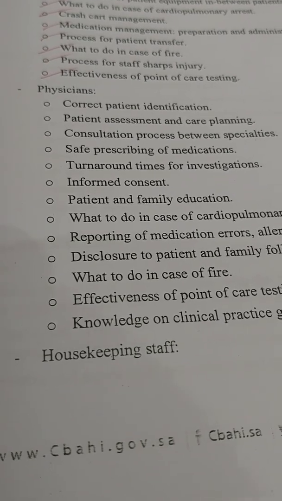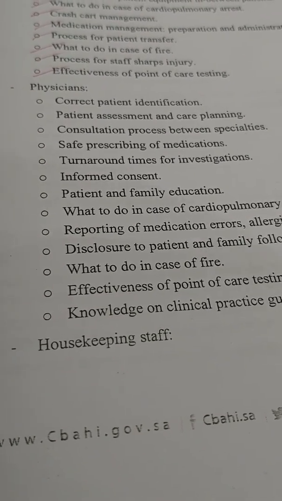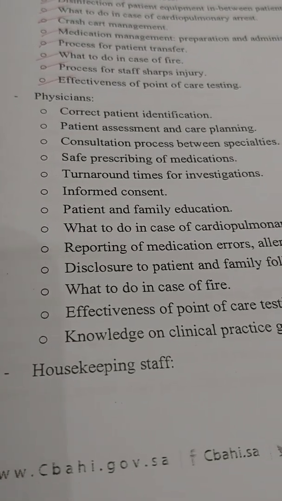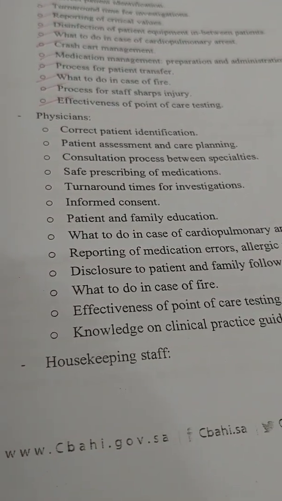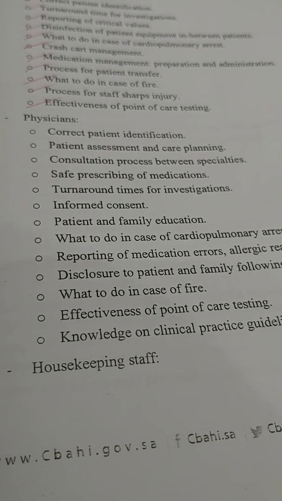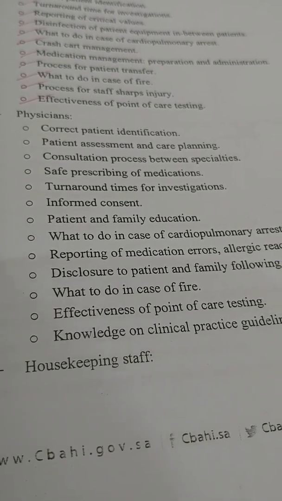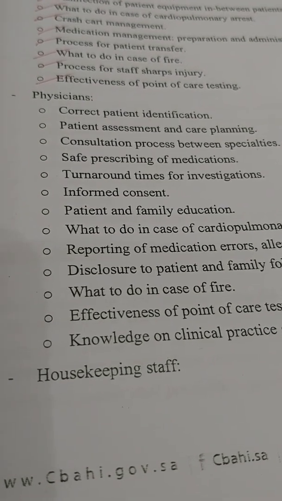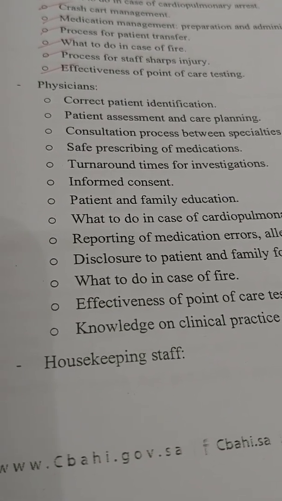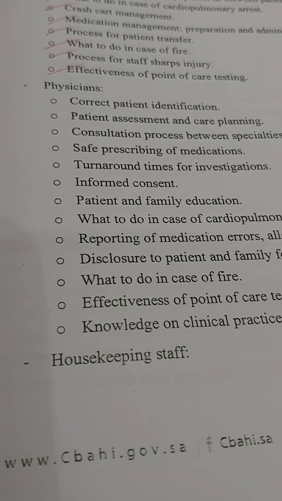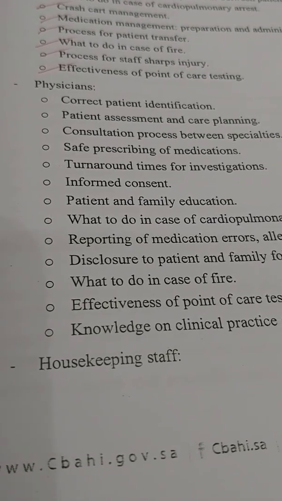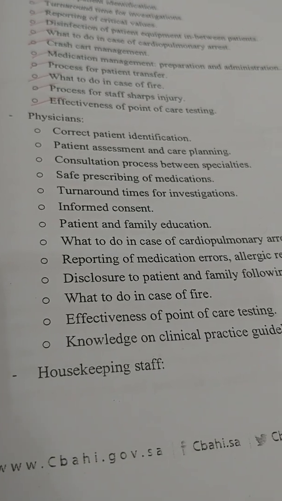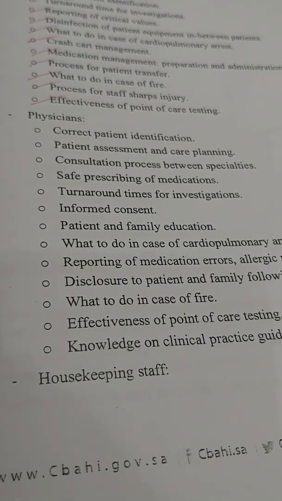We spoke about the cardiopulmonary arrest. Reporting of medication error: if there is any medication error, all you have to do is file an OVR and mention what happened so we can take action. Disclosure to patient and family following incidents: if there is any bad news, the patient has to know exactly the truth, but it is up to the doctor to evaluate whether he's mentally well enough to accept the news. Then they go ahead with the news to the patient.